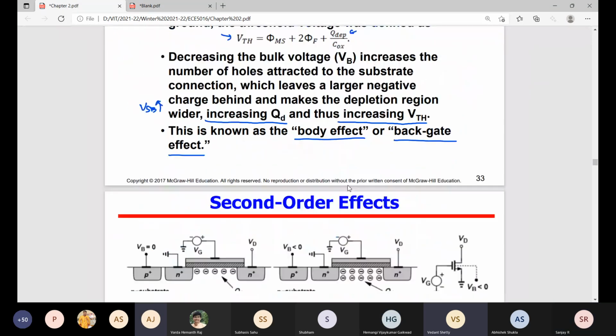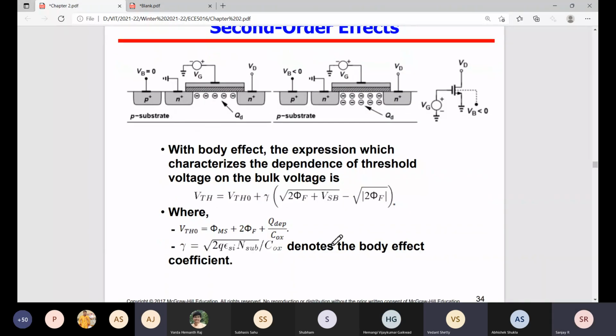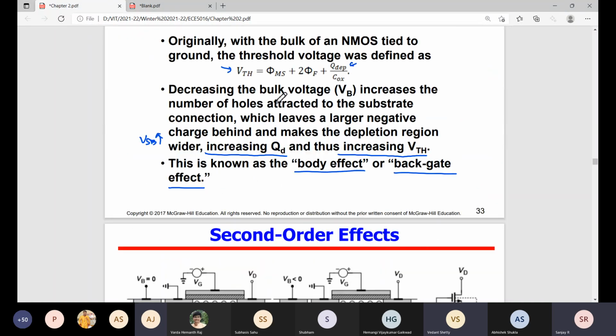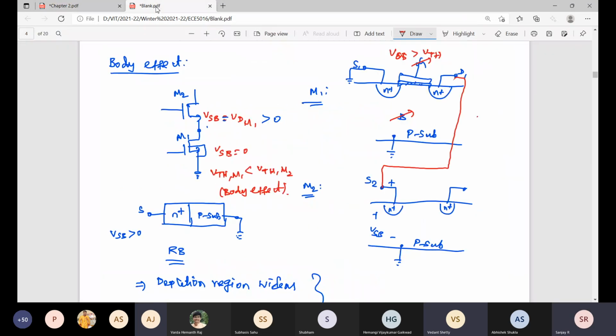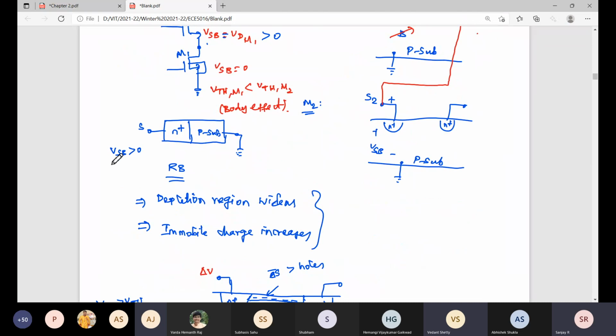Okay, so we can model the threshold voltage increasing with this equation. This is the ideal threshold voltage, and the increase is due to the source to bulk voltage. Source to bulk, I just explained it. You can see source to bulk.